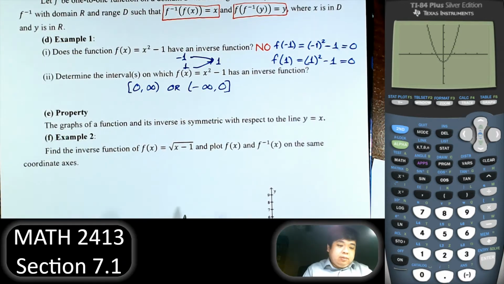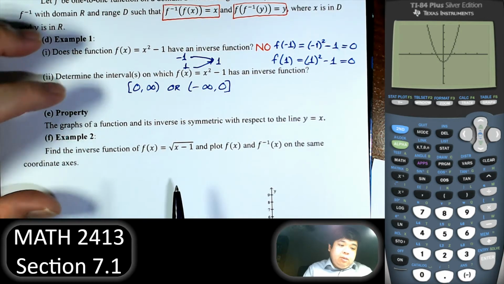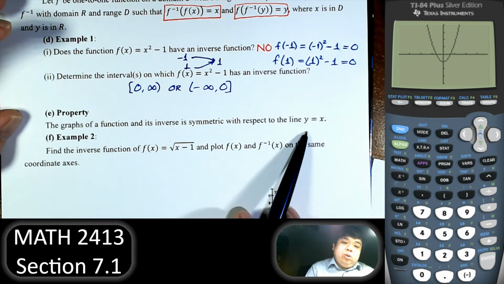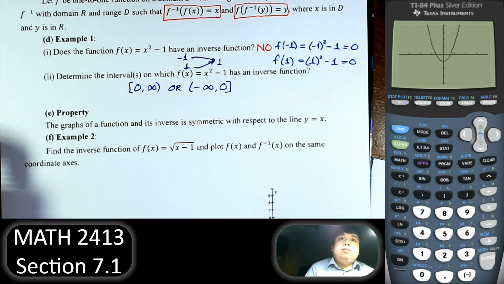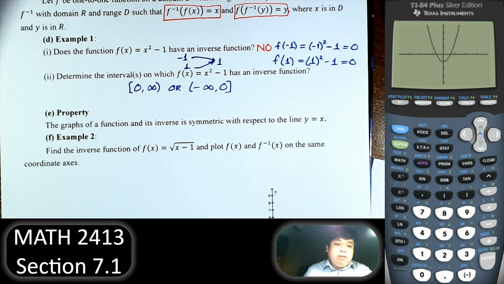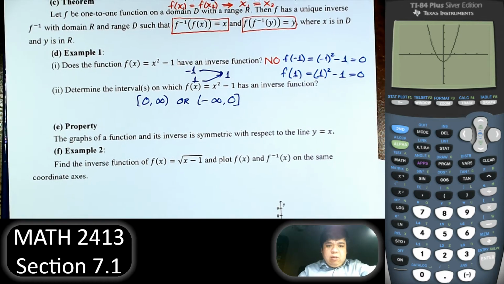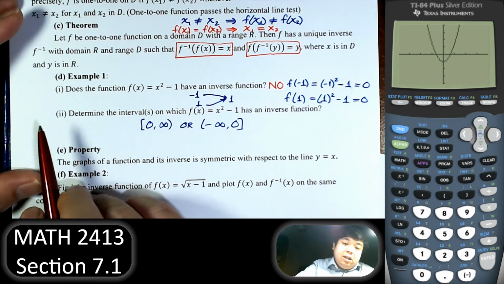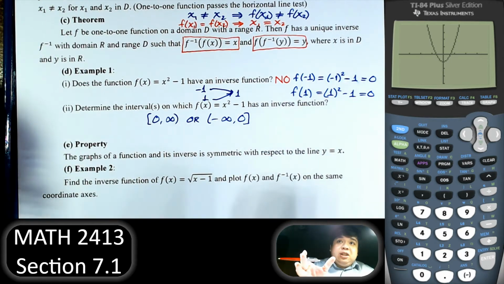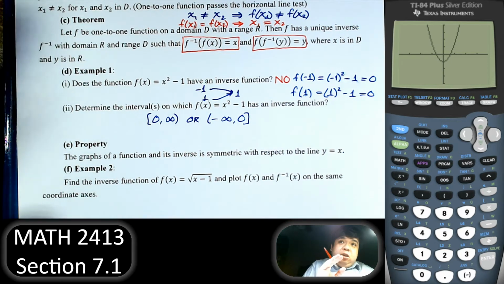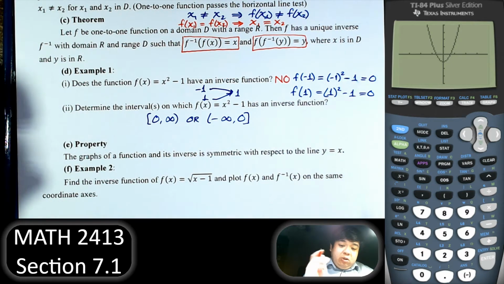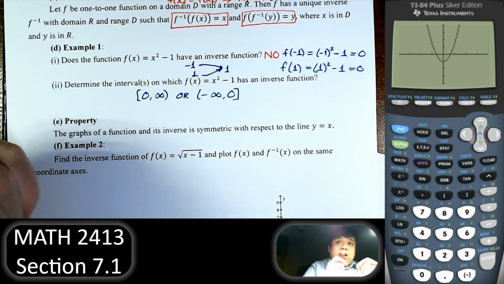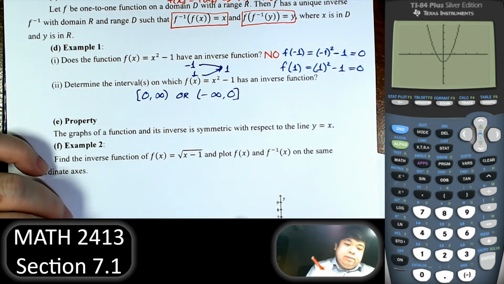And one more thing. The graph of the function and inverse is symmetric with respect to the line y equal to x. Right, so that is about the graph. Now, in terms of calculation, what we have for the function and inverse is that the domain of the function is the range of the inverse, and the range of the function is the domain of the inverse. So that's what we need, because after all, the function and inverse will interchange x and y.